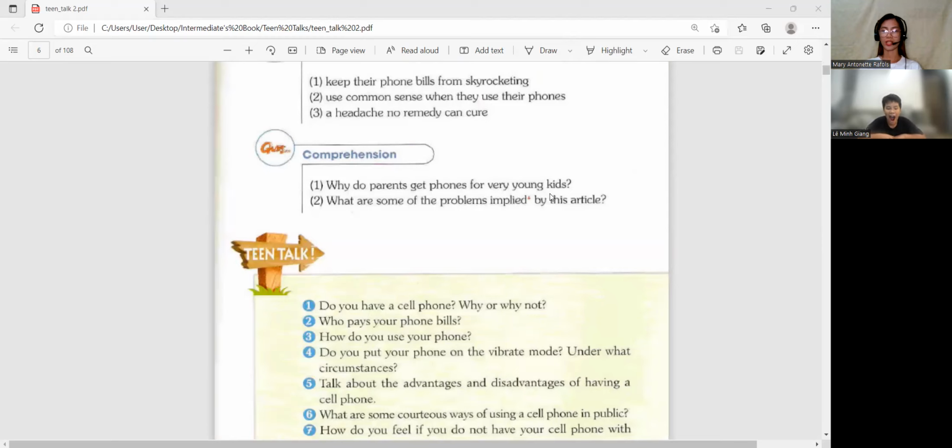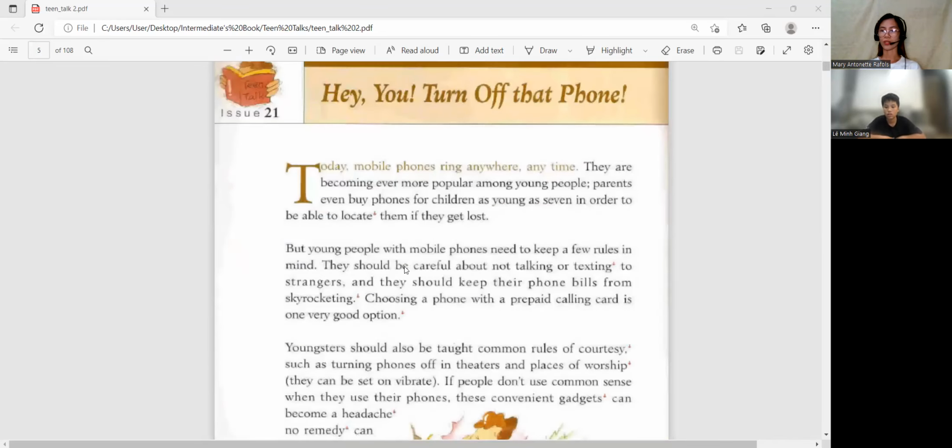Now let's do comprehension. Let's answer this question. It is based on the article that you read yesterday. Let's go. Number 1, let's answer. Can you please read? Why do parents get phones for very young kids? You can find the answers. Why do parents give phones to very young kids? Because at 7, in order to be able to locate them if they get lost.